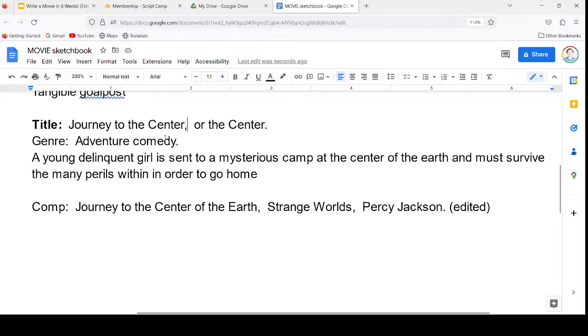Right, okay. Because we know there is in fact a book, I think by Jules Verne, called Journey to the Center of the Earth, which has had many movie adaptations over the years. This is kind of the opposite in a way. That's kind of a cool hook.